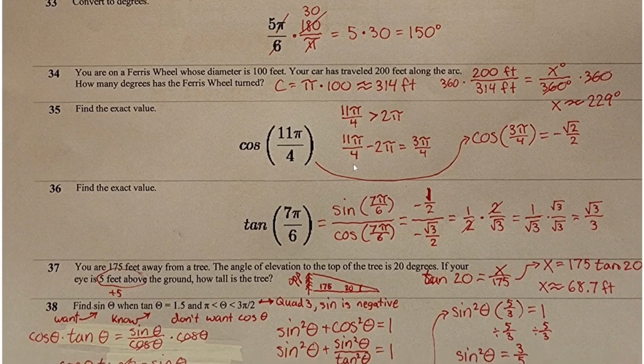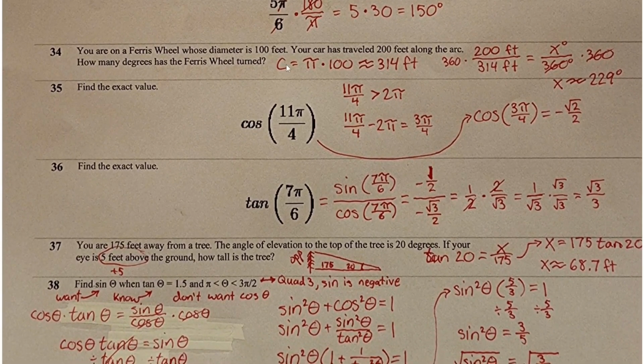Anyways, the diameter is 100 feet and circumference is pi times the diameter, so it's approximately 314 feet. Our car has traveled 200 feet along this arc, so we've gone 200 out of the 314 total feet, approximately. It's actually ever so slightly more.